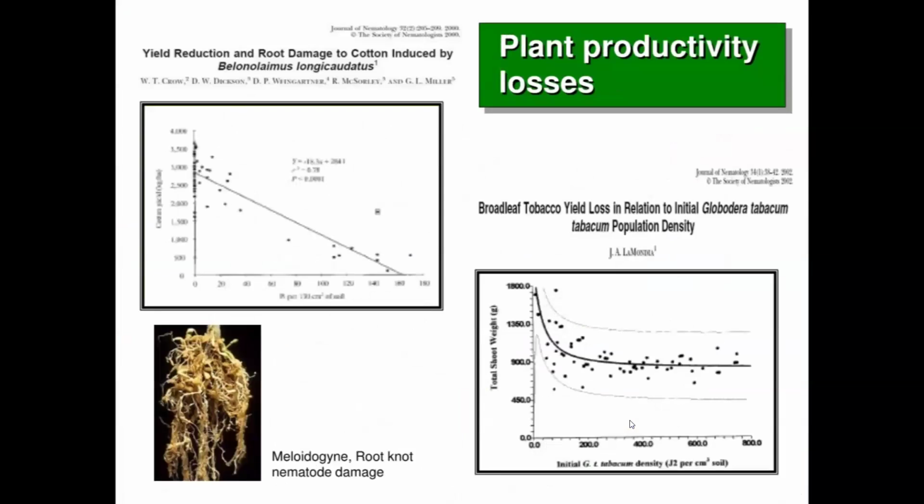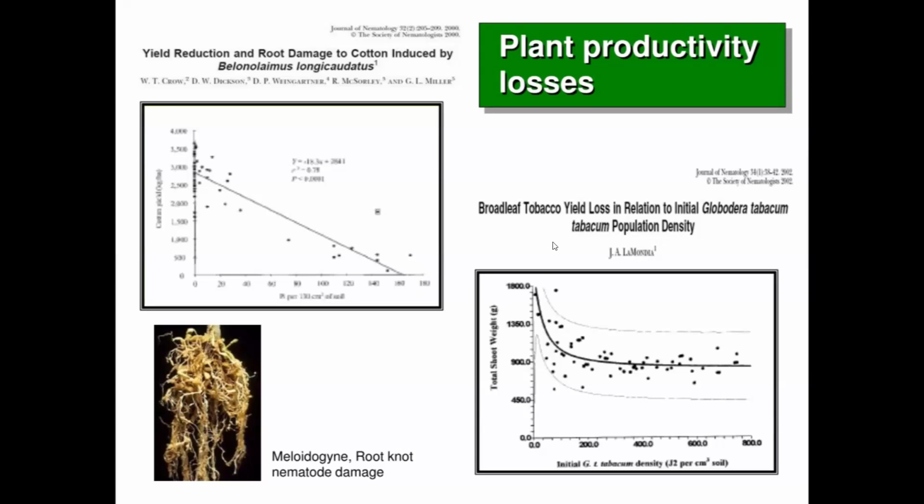So you find here the different effect that this root damage can have on different crops. This shows you the effect of Belonolaimus longicaudatus on the yield of cotton. You can see that as the population of the nematode increases, the yield also declines.